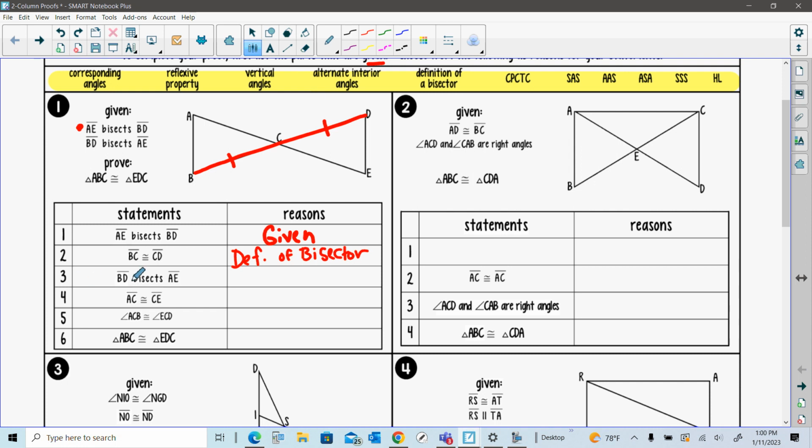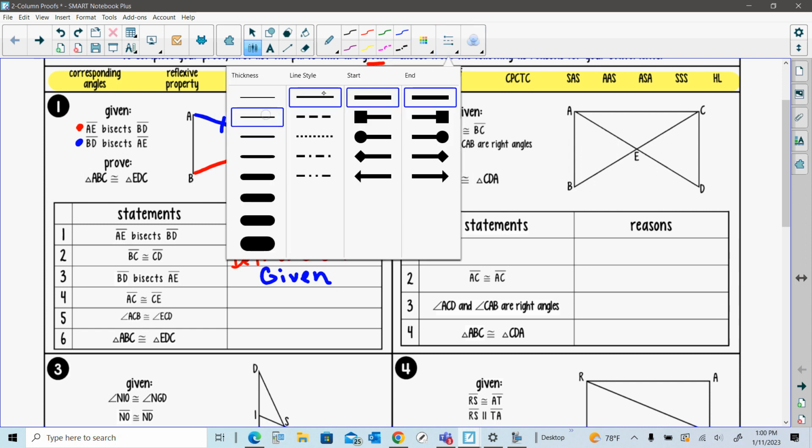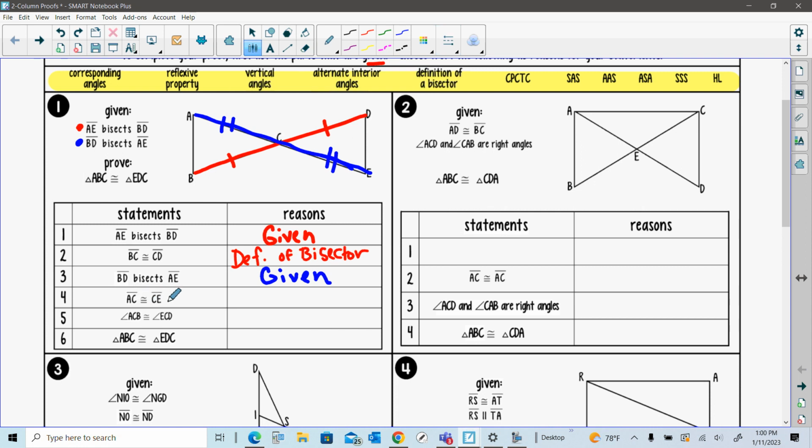Well, then if you look right here in line 3, it says BD bisects AE. That was at the top at the given as well. So I'm going to fill in the reason as given. So I need to show that because this segment right here, this AE is getting bisected. So I'm going to put 2 tick marks between A and C and E, which is also the statement in 4. AC is congruent to CE. So guess what this reason is going to end up being? Yep, the same one. Definition of bisector.